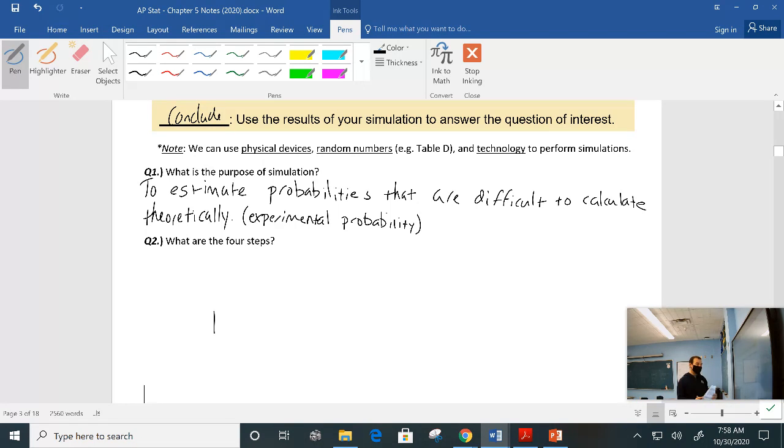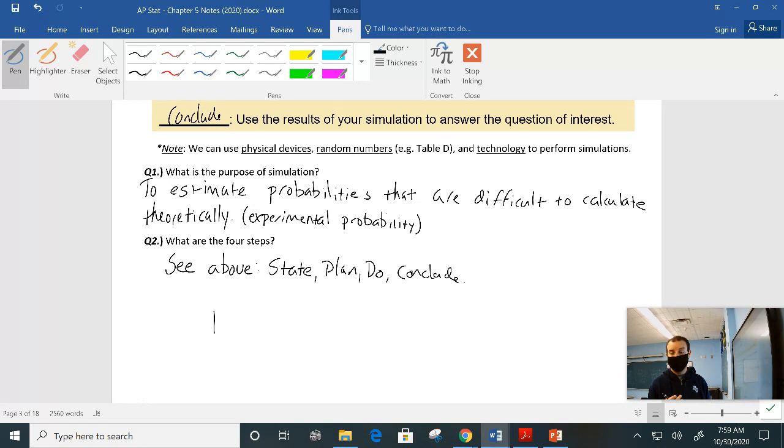What are the 4 steps? We saw that above, which we described. That's our state, plan, do, and conclude. In simple terms, state the question that you're trying to answer. Plan, choose the chance device, such as cards, numbers, a dice that you're going to use, actually perform that simulation out, and then make a conclusion in context.